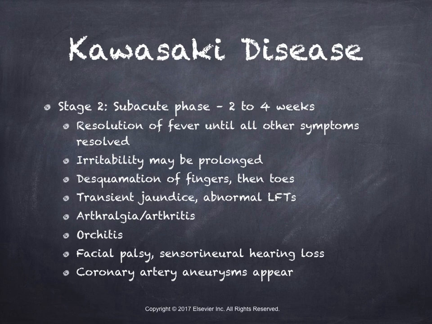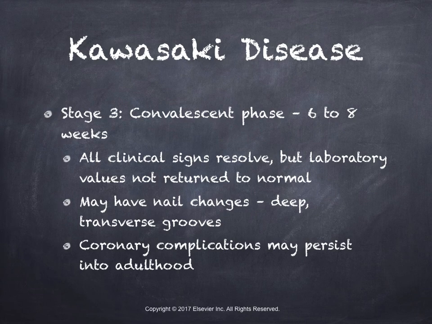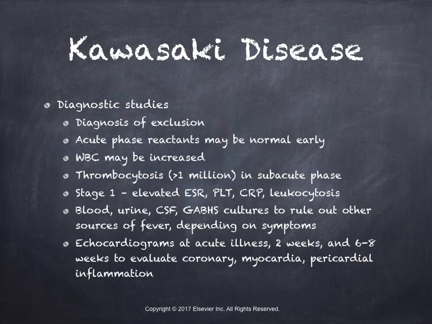Then they move into their subacute phase for 2 to 4 weeks with resolution of fever until all other symptoms are resolved. The irritability may persist. They may have desquamation or peeling of the fingers and toes, arthralgia, arthritis, orchitis. And then stage 3 is the convalescent phase, where all clinical signs resolve, but laboratory values have not returned to normal. They may have nail changes, and if they do have coronary complications, they can persist into adulthood. Kawasaki is a diagnosis of exclusion.